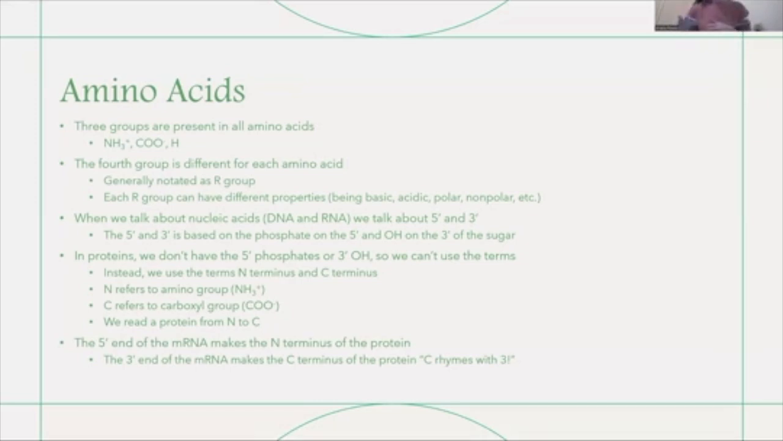The 5' end of your mRNA is the N-terminus of your protein, so 5' and N. And the 3' end of your mRNA is the C-terminus of the protein. And you think about that, C rhymes with 3, so C and 3 go together. Therefore, N and 5 must go together.